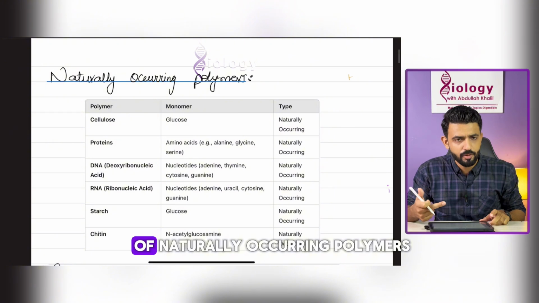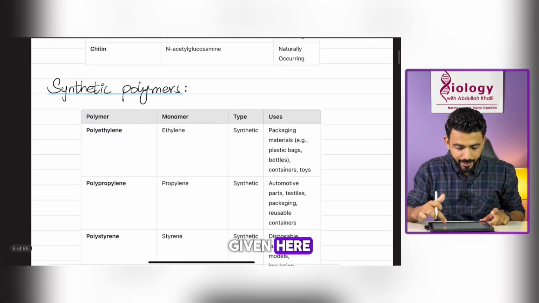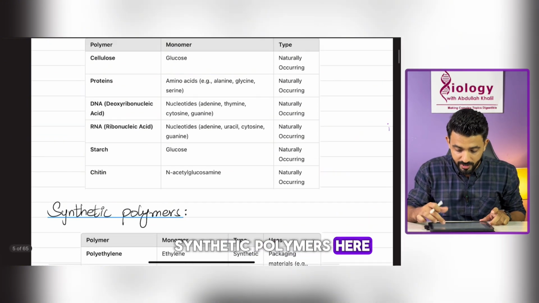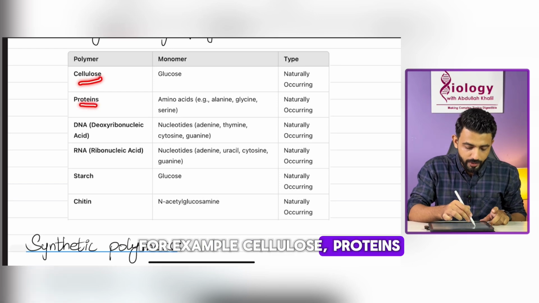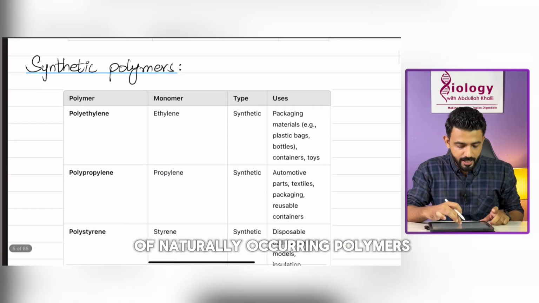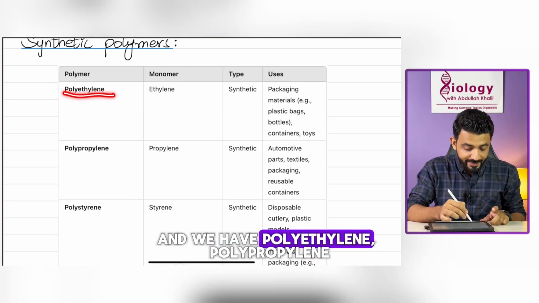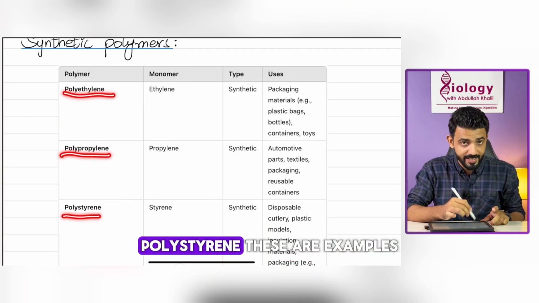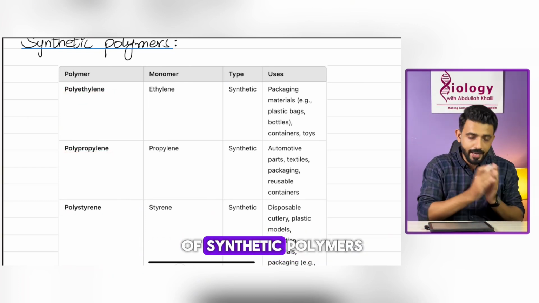There are some examples of naturally occurring polymers given here and some examples of synthetic polymers here. For example, cellulose, proteins, DNA, these are examples of naturally occurring polymers, and we have polyethylene, polypropylene, polystyrene. These are examples of synthetic polymers.